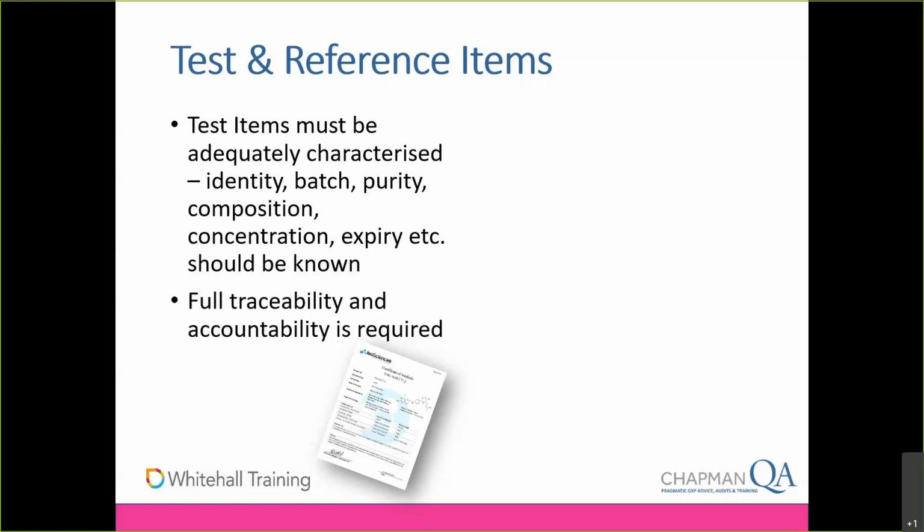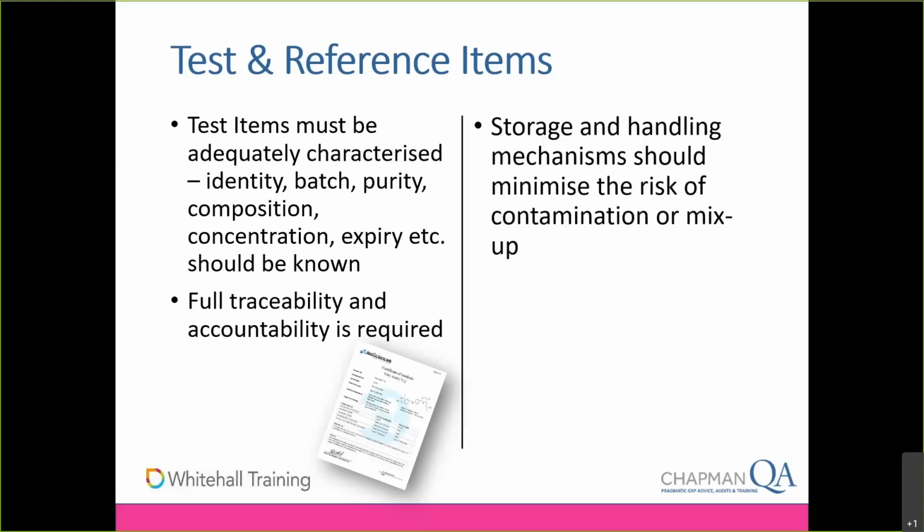Everything has to be accounted for. So every weighing action, for example, is weighed in, weighed out. There's an accountability process just to make sure that there's evidence that the study was dosed or administered in the correct way, and the dose levels required by the plan have been properly followed. Storage and handling mechanisms should minimize the risk of contamination or mix-up.